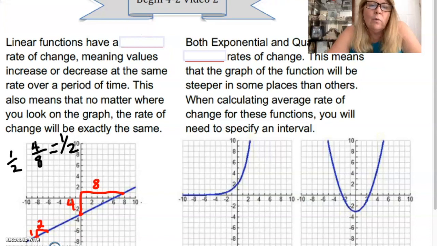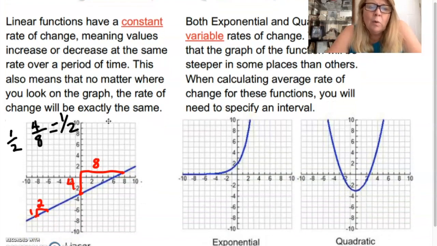So linears have what are called constant rates of change. That means no matter where I'm looking on the graph, the rate of change is exactly the same. But an exponential and a quadratic have variable rates of change. That means it'll appear steeper in some places than in others. With a linear, it's not important where I'm talking about on the graph, because the rate of change is the same. But for an exponential and a quadratic, I have to tell the interval I'm talking about. The part of the graph I'm talking about, that's what I mean when I say interval.